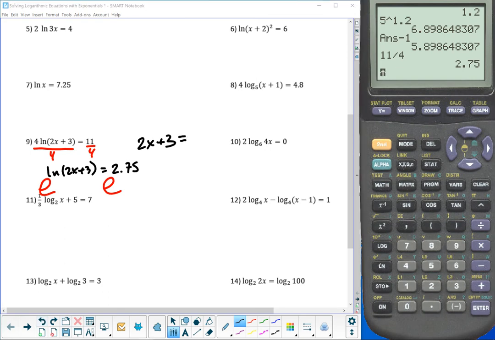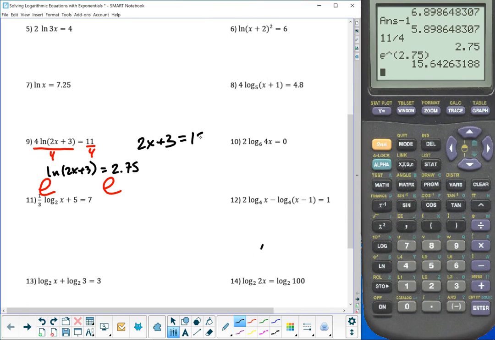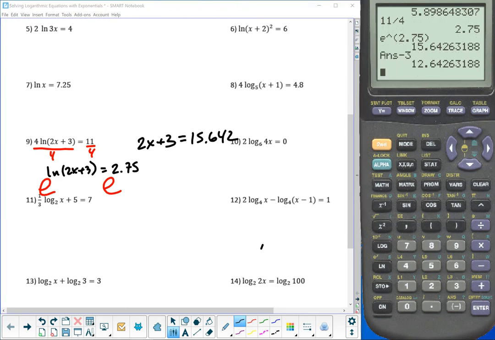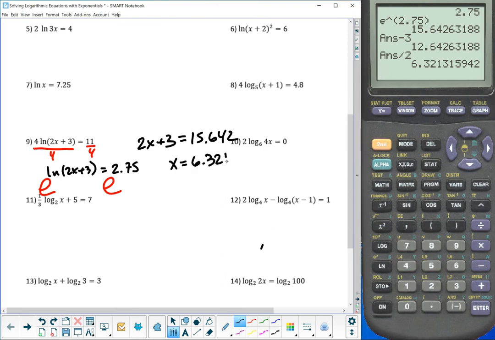You're going to plug that into your calculator. Type it in just like how I did, and then you get 15.642. Okay, keep that on your calculator. You're going to go ahead and subtract 3. Yeah, 12.64, and then you're going to go ahead and divide it by 2, just inversing the operations. And so you get finally x equals 6.321. Okay, I'm not going to check it, but if you want to, plug it in and check it out.